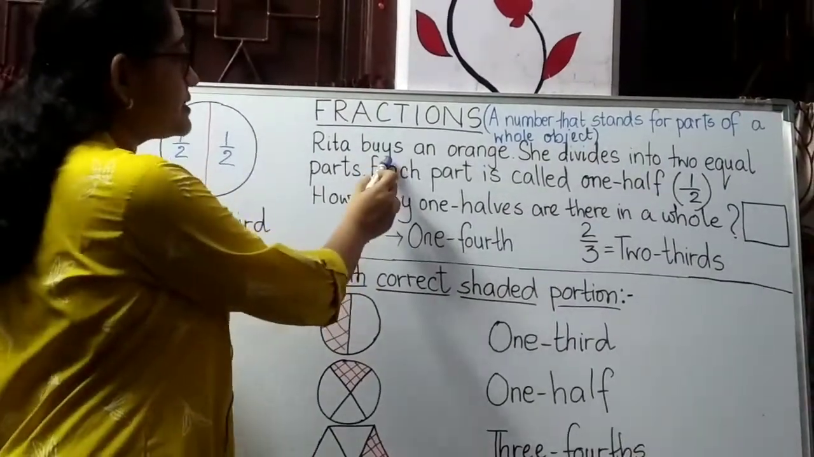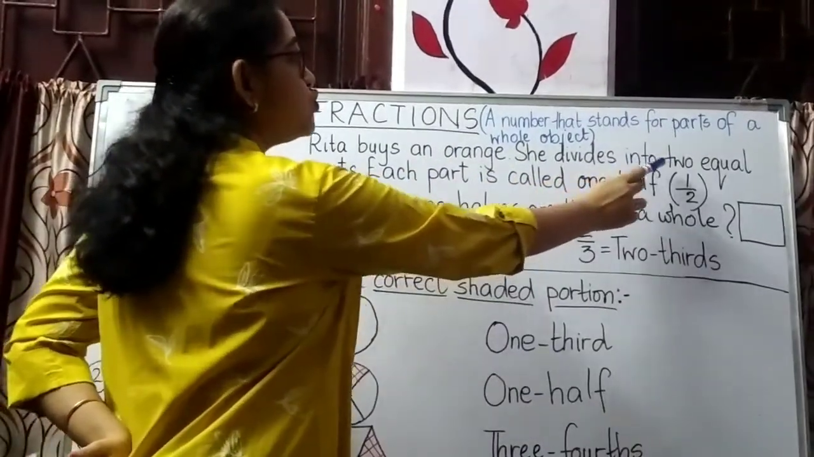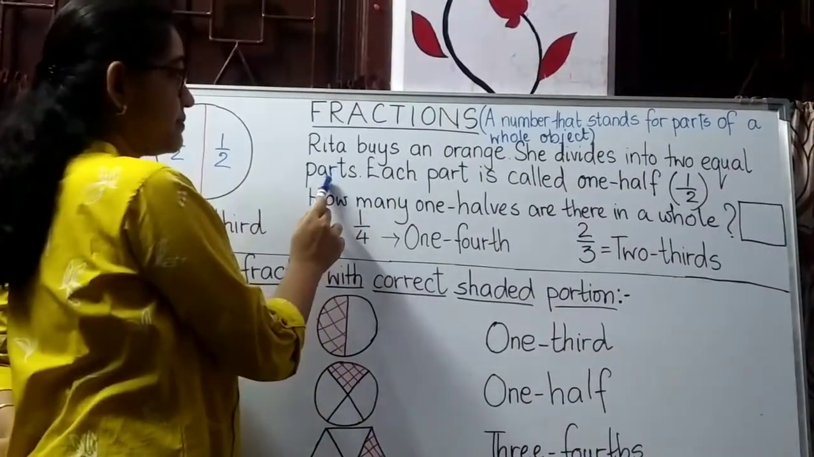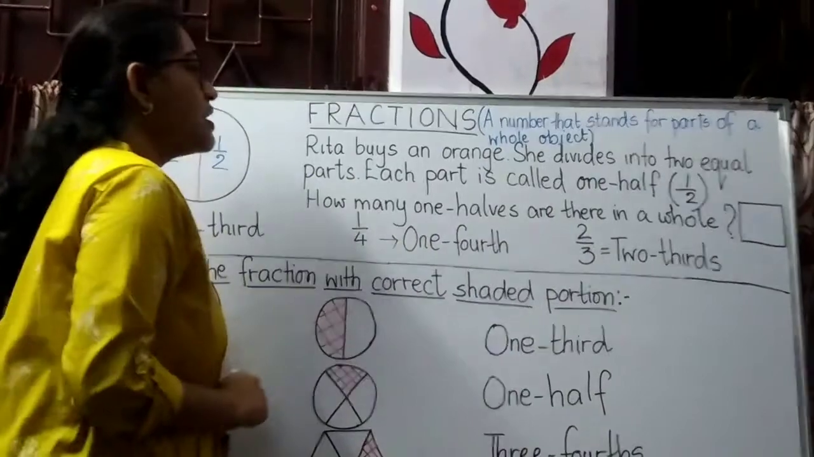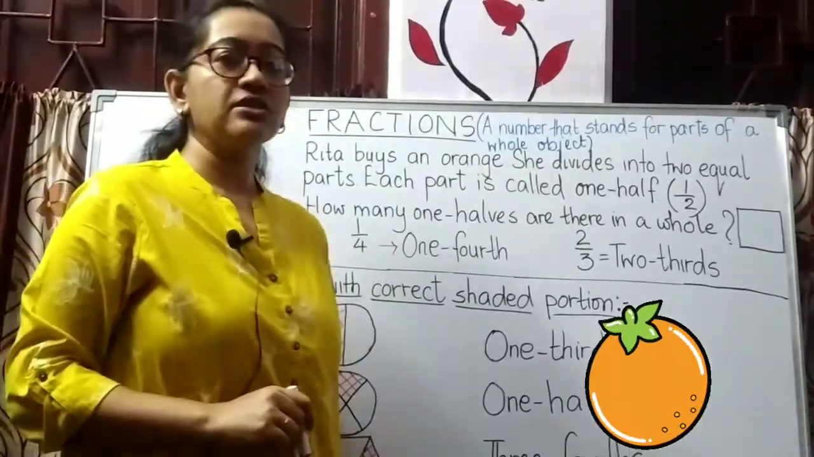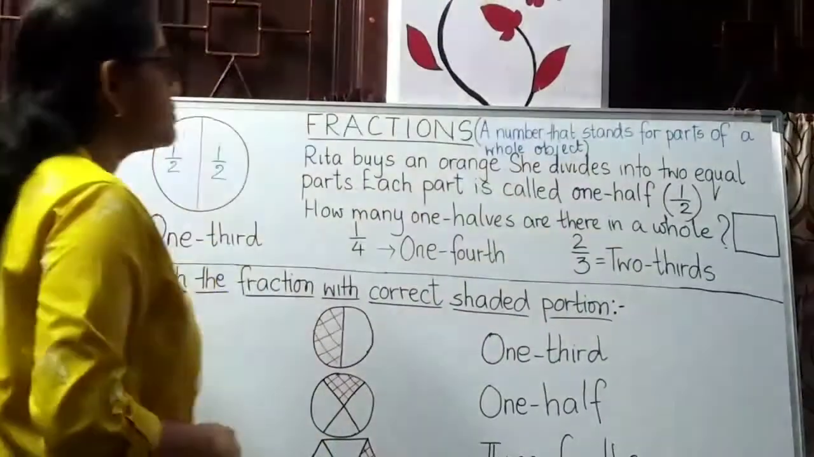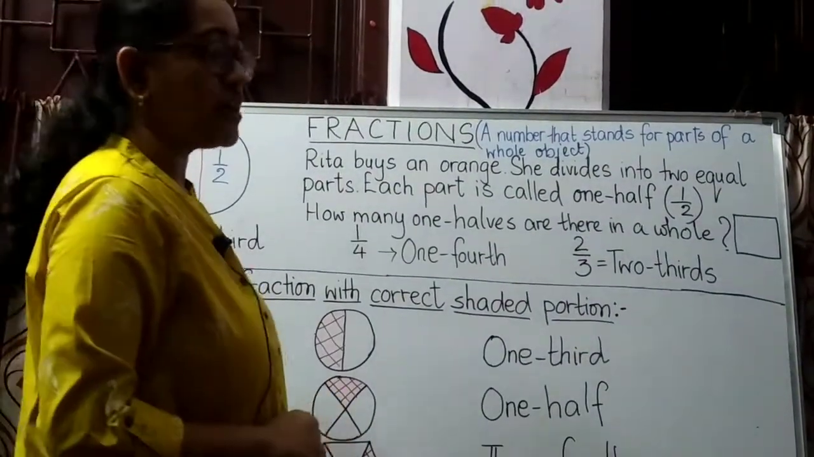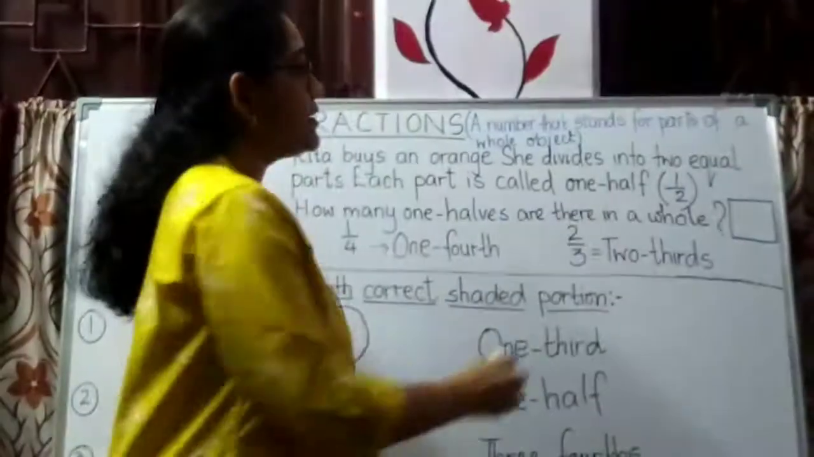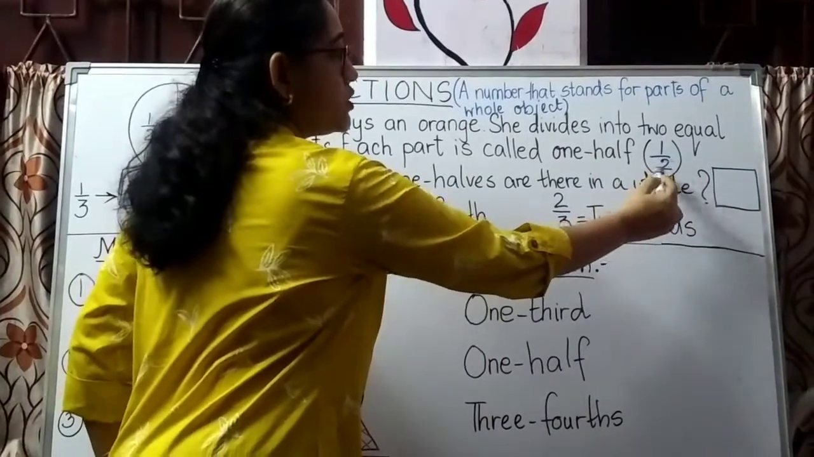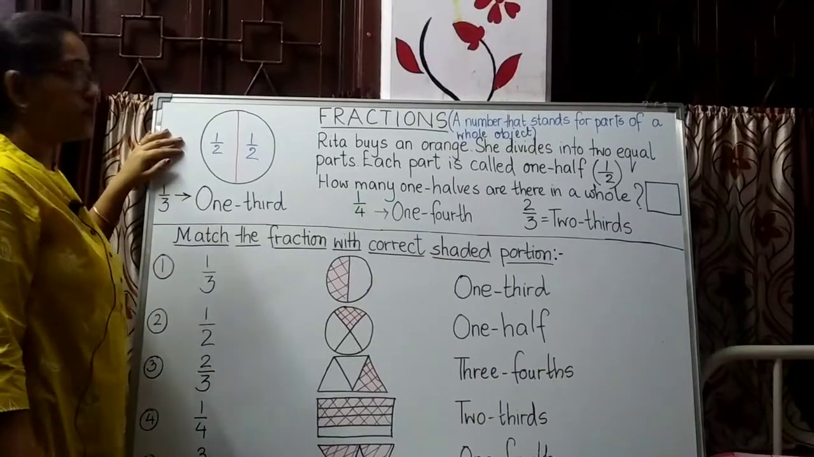Rita buys an orange. She divides it into two equal parts. Each part is called 1/2. That means Rita has purchased an orange and she has cut the orange into two parts. Then half part of the orange will be called 1/2 and it will be written as 1/2.